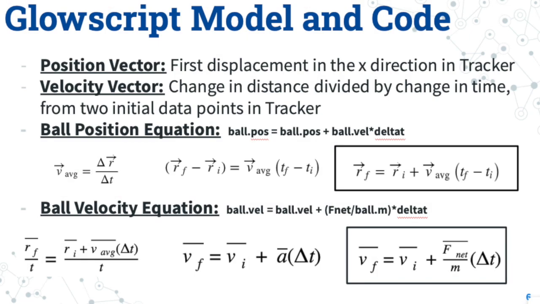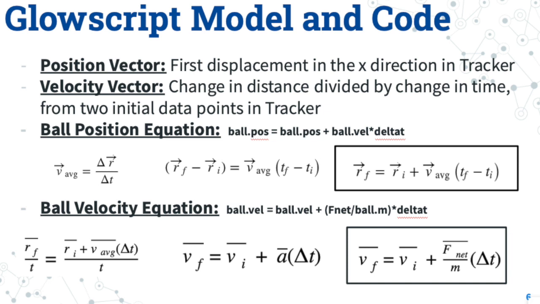To obtain my position vector and my velocity vector, I use data from Tracker. I also want to note that my velocity vector assumes that the first two data points give the constant speed for the entire 14 frames. I don't know this for sure, but it is an assumption I have to make to have a model of constant speed. I have also attached my derivation process for both the ball position equation and the ball velocity equation.